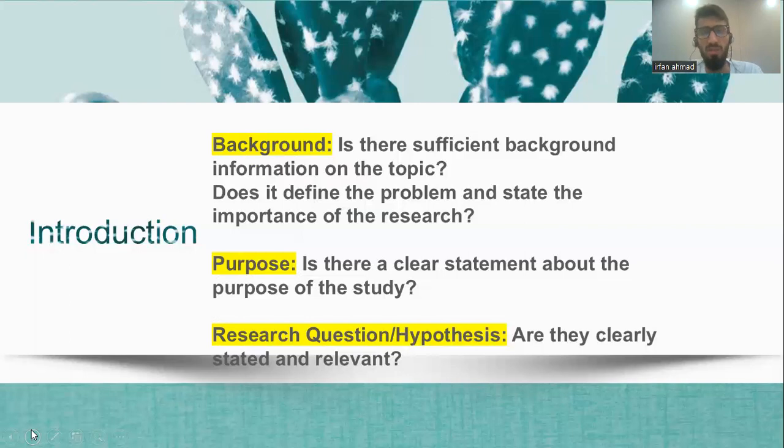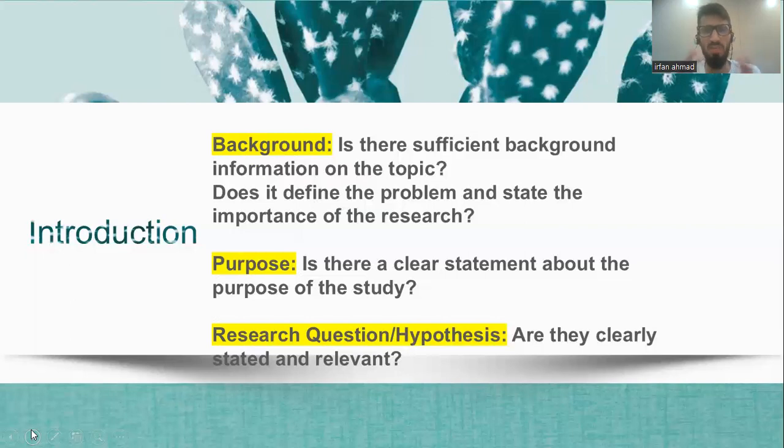The third thing that you have to look for in the introduction portion is the research question and hypothesis. Are they clearly stated, or are the hypothesis or research question relevant or not? So these three things are the main things that you look for in the introduction portion.